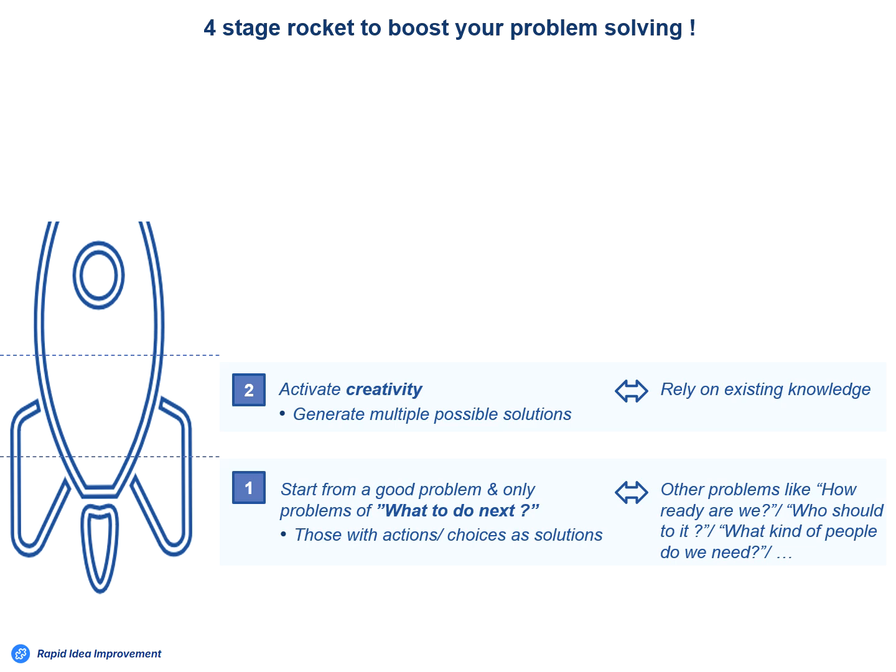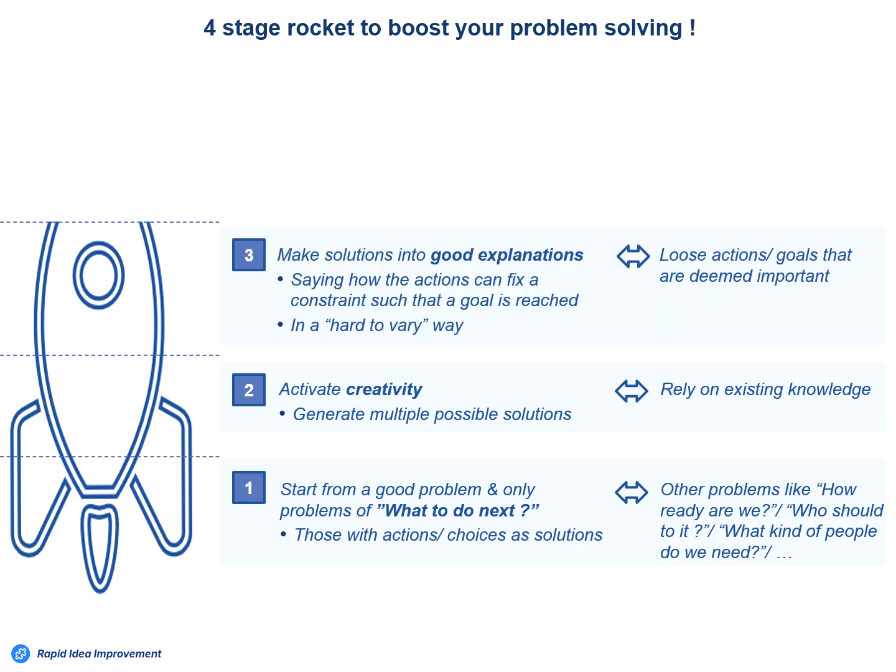And then once you have a couple of candidate solutions, you're going to try to make them into a good explanation. And what is a good explanation? That's a solution that doesn't only contain the actions or the choices, but that also is saying how those actions and choices can fix a constraint such that a goal is reached. So you're making a kind of causal model explanation that is saying how, if we were to implement the actions and the choices, how those will affect the situation which is full of bottlenecks and constraints, such that the goal, the improvement from your problem is actually achieved.